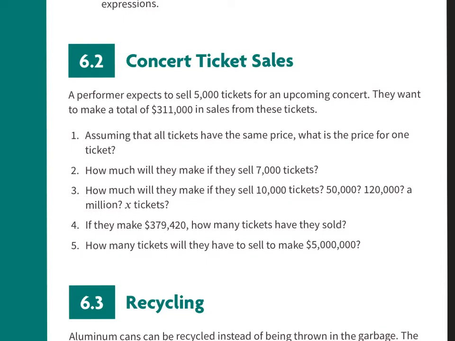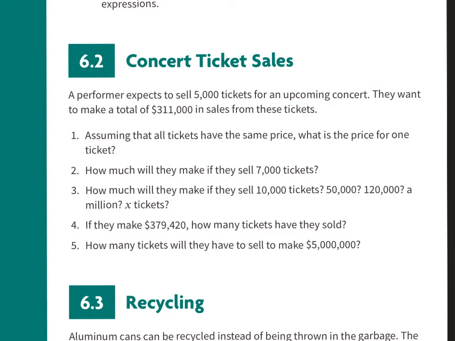So it says a performer sells 5,000 tickets for an upcoming concert. They want to make a total of $311,000 in sales. Assuming that all tickets have the same price, what is this price for one ticket? So they want to make $311,000 and they want to sell 5,000 tickets. So to figure out the price of one ticket, we're just going to divide the two.